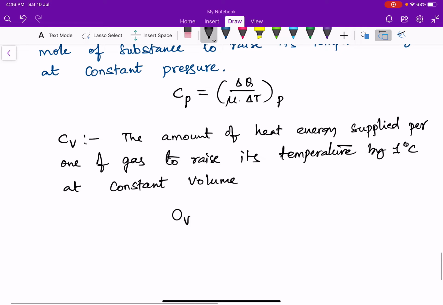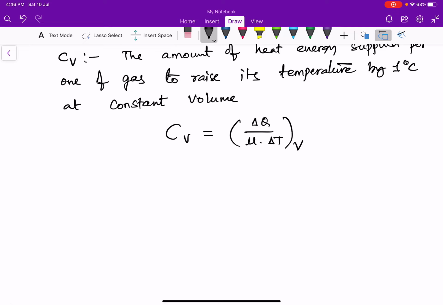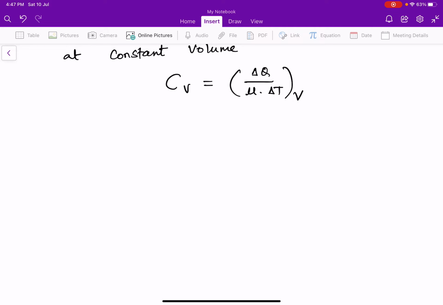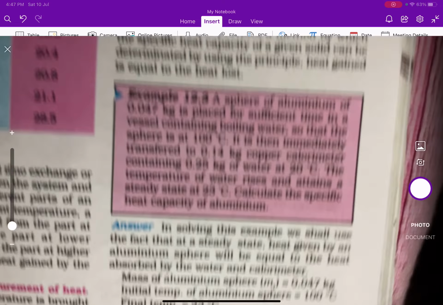So Cv is equal to the amount of heat energy required per 1 mole of substance to raise its temperature through 1 Celsius degree at constant volume. Now I am going to explain the different specific heat capacities for different materials. I am taking a snapshot from the textbook.